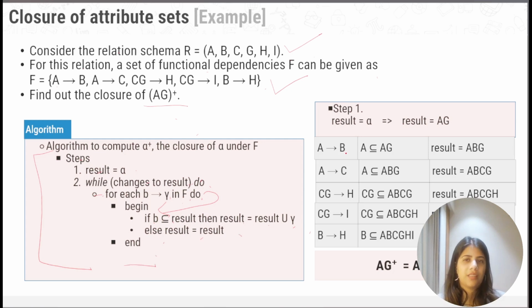एग्जाम्पल की तरह समझते तो थोड़ा बेटर समझ में आएगा. रिजल्ट हमारा क्या है यहाँ पे AG है जिसका एट्रीब्यूट क्लोजर हमें फाइंड आउट करना है. सो द फर्स्ट कंडीशन है A can be determined B.